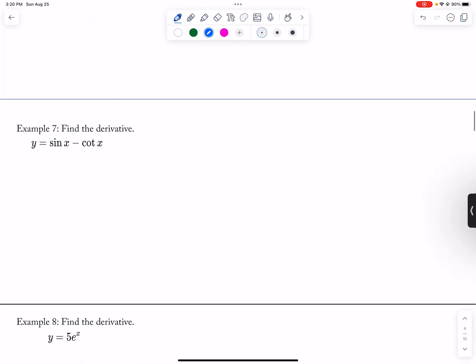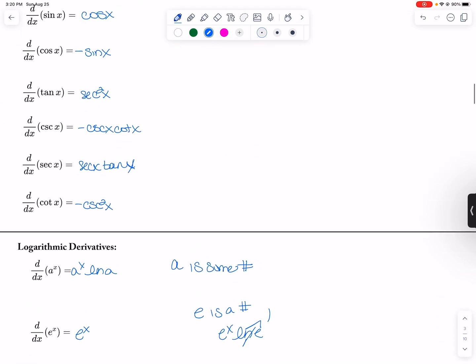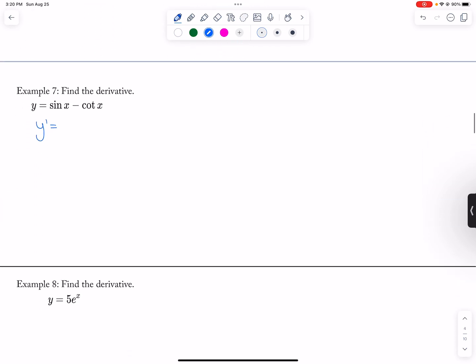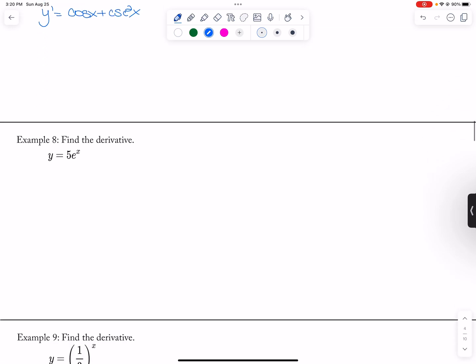All right, so now we're just going to find more derivatives using our memorized rules. So all these have to be memorized up here. All these trig derivatives, all the logarithmic derivatives. So the derivative of sine is cosine of x minus the derivative of cosine, which is negative cosecant squared of x. So y prime is cosine of x plus cosecant squared of x.